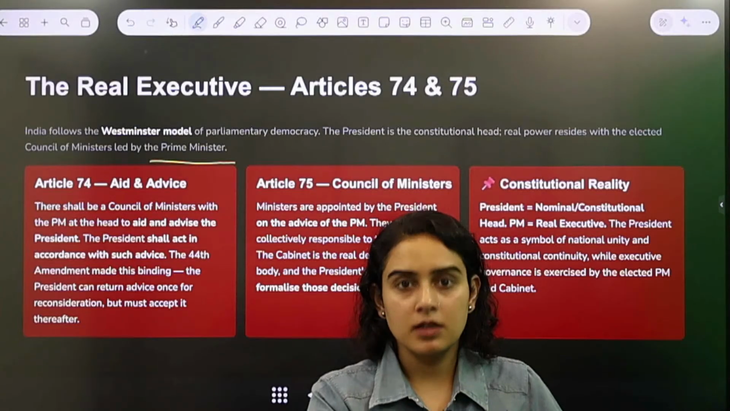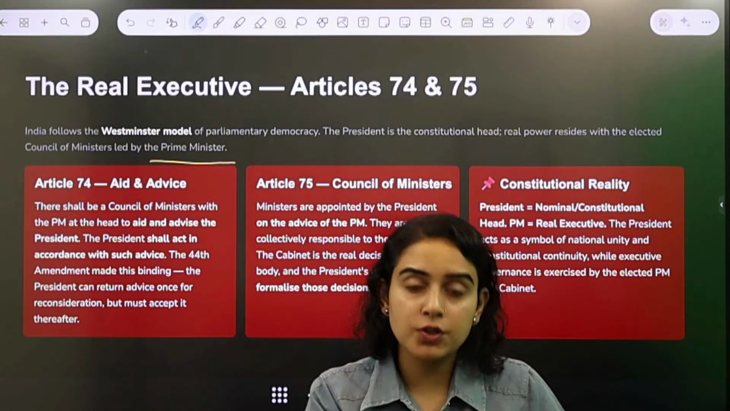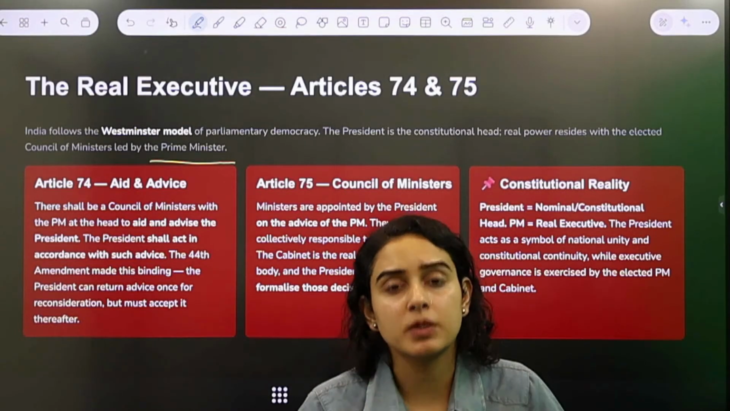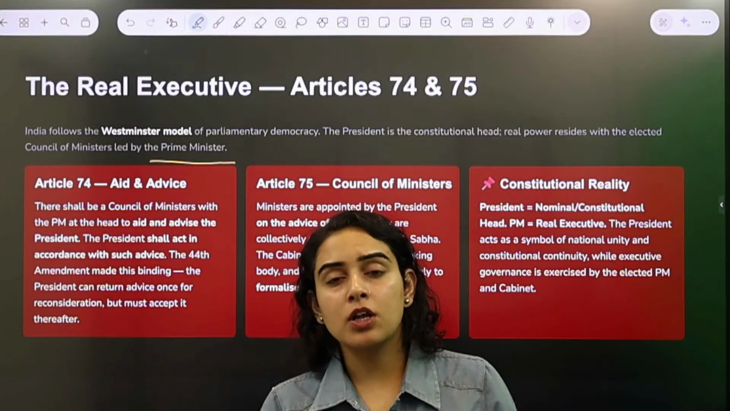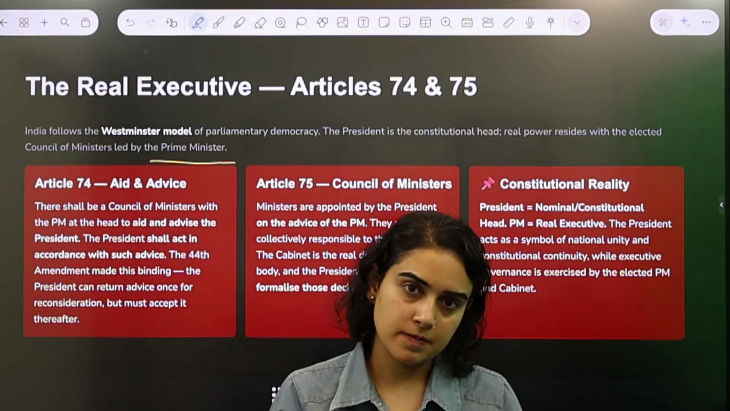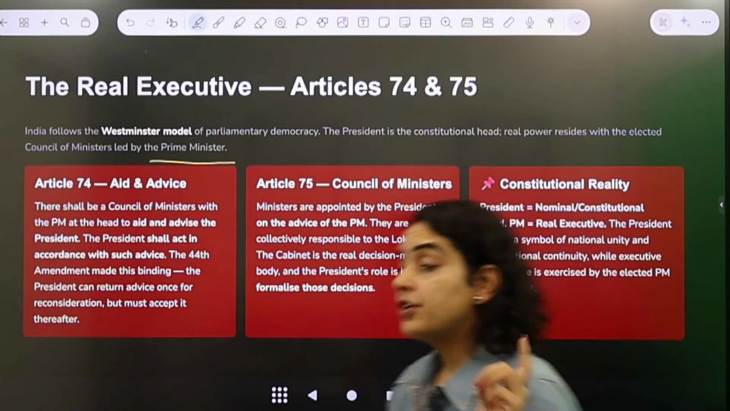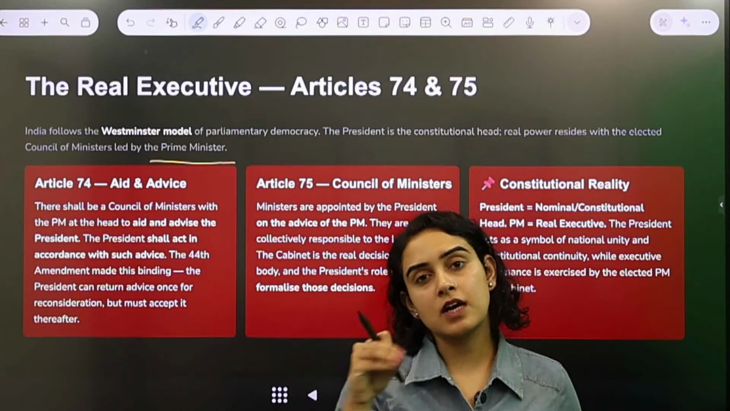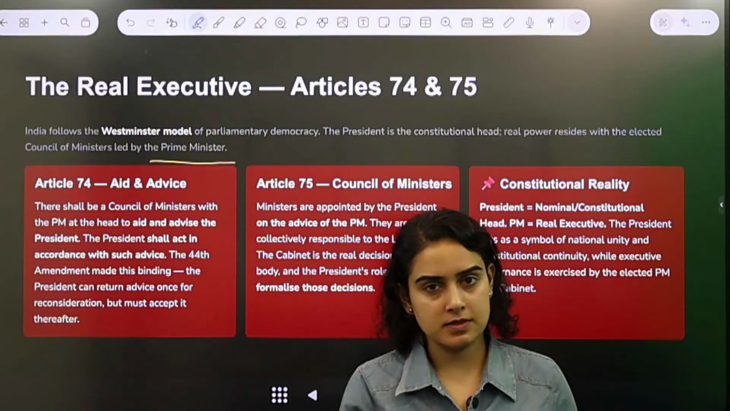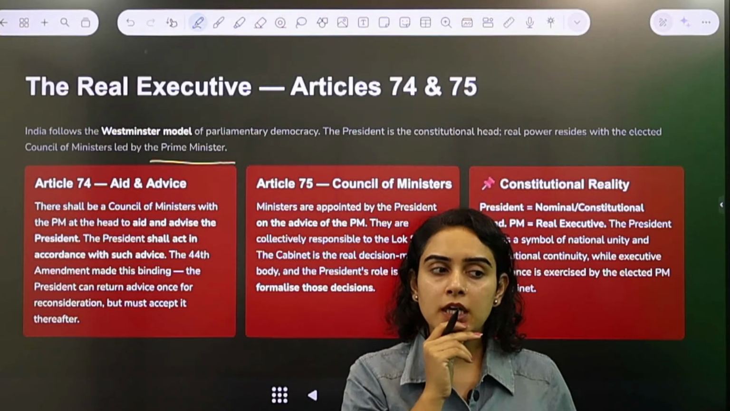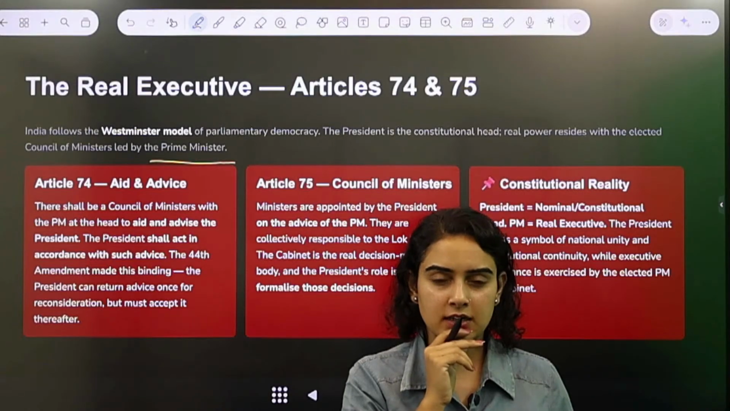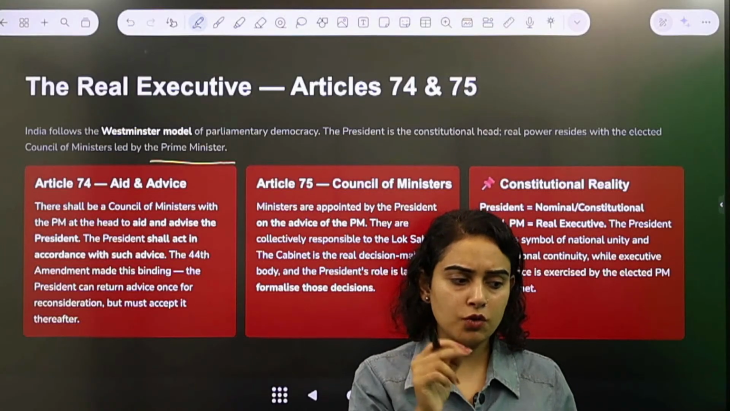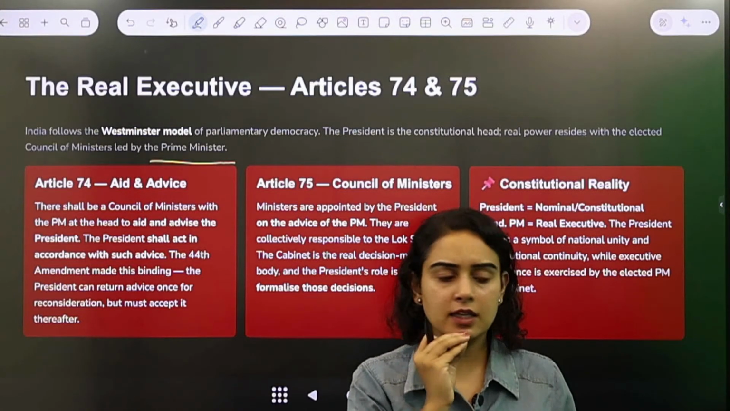To lead all these ministries, there are going to be some specific people selected from the ruling party, right? Among those MPs who are part of the ruling party, these leaders, these ministers will be selected, and together they all make something called a council of ministers. Now the real executive powers are with the council of ministers, and the leader of this council of ministers is known as your prime minister. So it is said that the president is the nominal executive, and the president has to work on the aid and advice of the prime minister and the council of ministers.